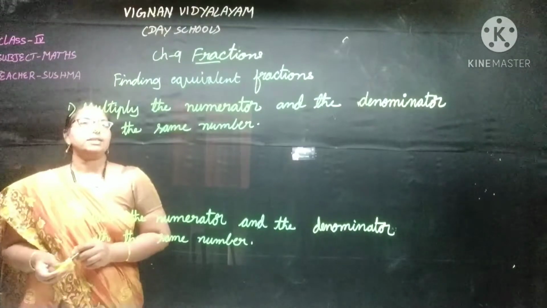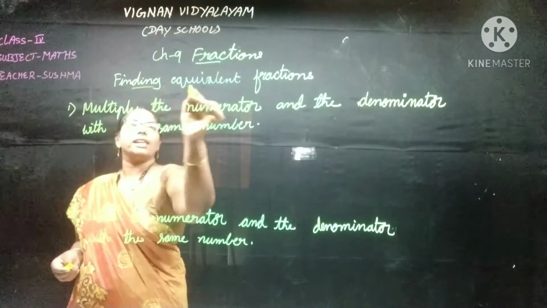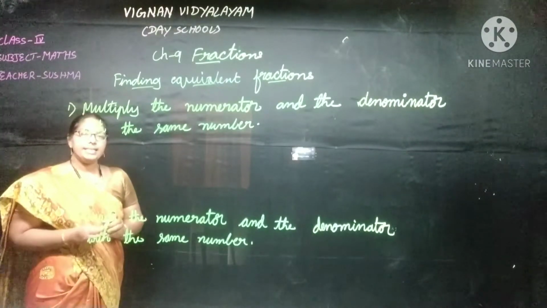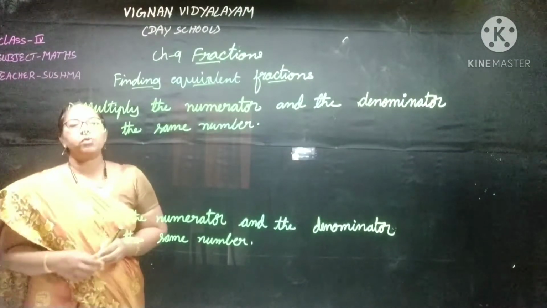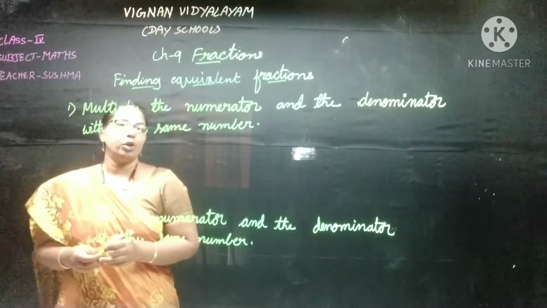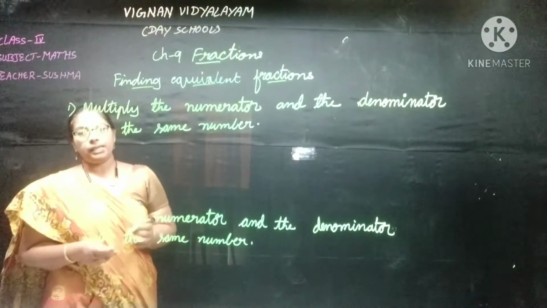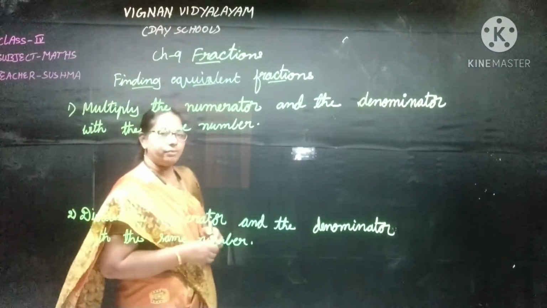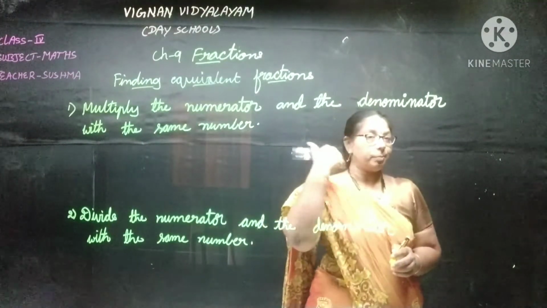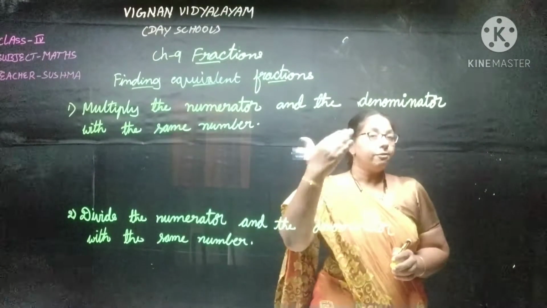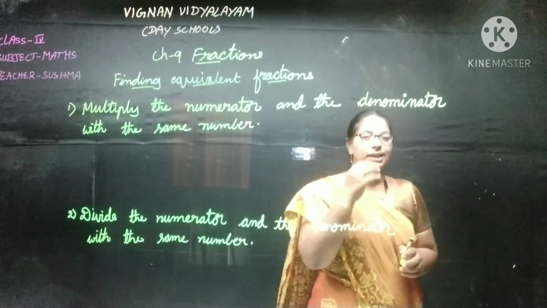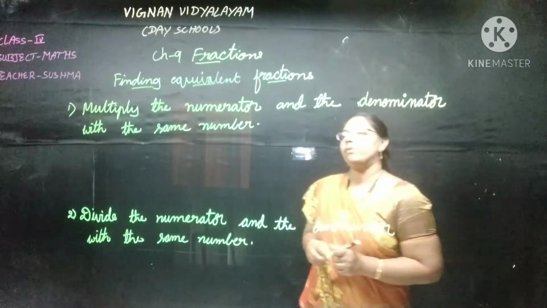Okay, children, now we will see how to find the equivalent fractions. When a fraction is given, how to find the equivalent fraction. See here, children, there are two ways to find the equivalent fraction. First one, see, multiply the numerator and the denominator with the same number. If we multiply the numerator, means the part of the fraction which is on the top, and the denominator with the same number, you will get the equivalent fraction.